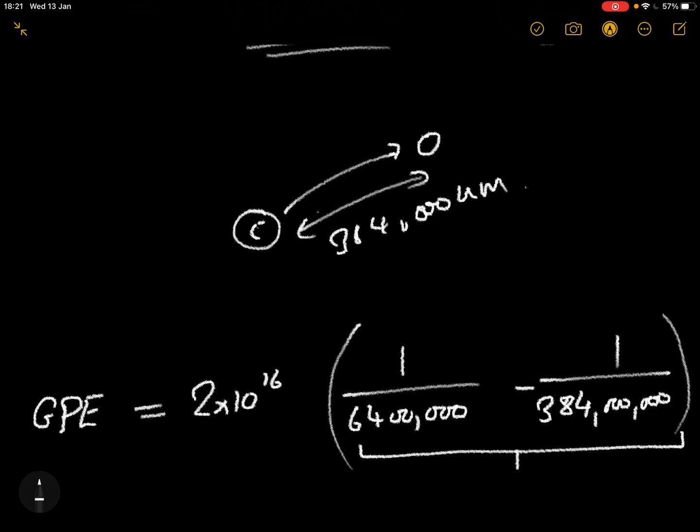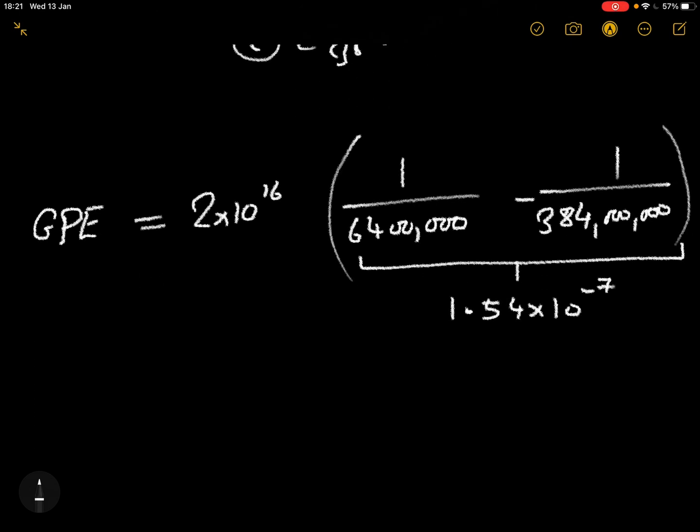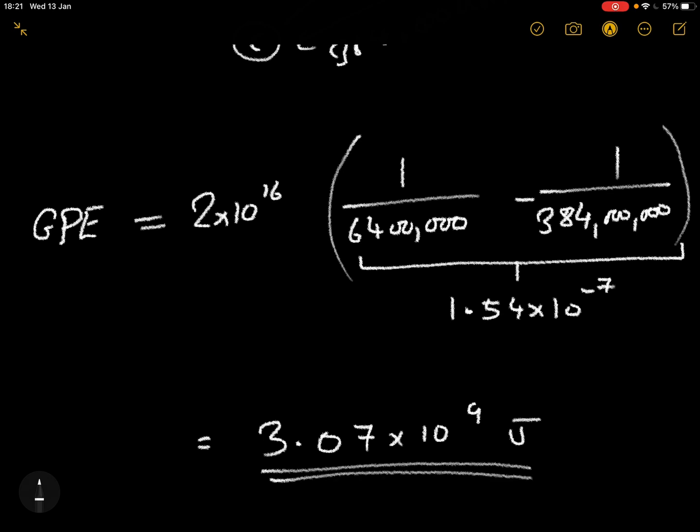So we have that, and this term this time is going to be somewhat different. So 1 over 2. So this becomes 1.54 times 10 to the minus 7 times 2 e to 16. And so this time, what we need there is 3.07 times 10 to the 9 joules. So that is obviously a lot more energy to send something from the surface of the Earth to the distance away that the moon is.